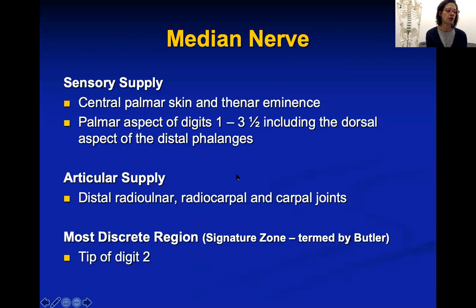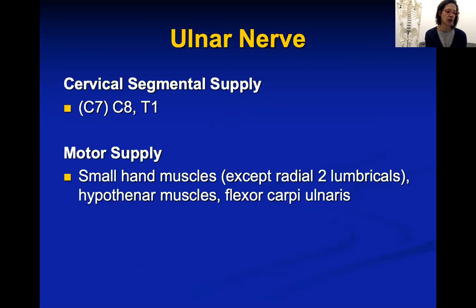So the median nerve, the sensory supply, there's a central palmar skin and thenar eminence, palmar aspects of the first to third and a half digits, including the dorsal aspect of the distal phalanges. The articular supply for the median nerve would be the distal radio-ulnar joints, the radiocarpal and carpal joints, and the most discrete region, or the signature zone, termed by Butler, would be the tip of the second digit. So if we wanted to find out if the median nerve is at fault or not.